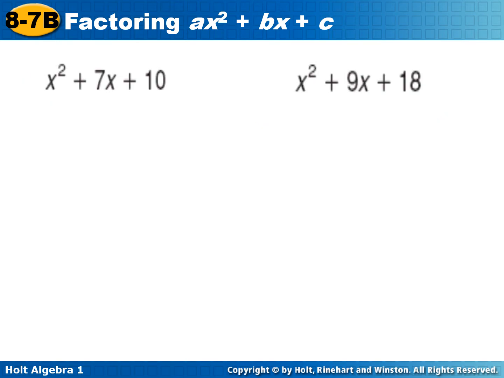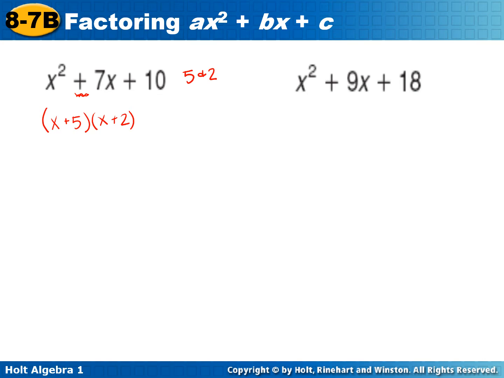So number one, now you may have seen these before and you may be able to copy them off your notes, but I suggest you work them with me, going through the thought process so that we remember what to do. All right, C is positive, so I'm looking for factors of 10 that add up to 7. So we're going to use 5 and 2. Since C is positive, both of my factors will have the same sign and they will match the sign of B. So x plus 5 and x plus 2.